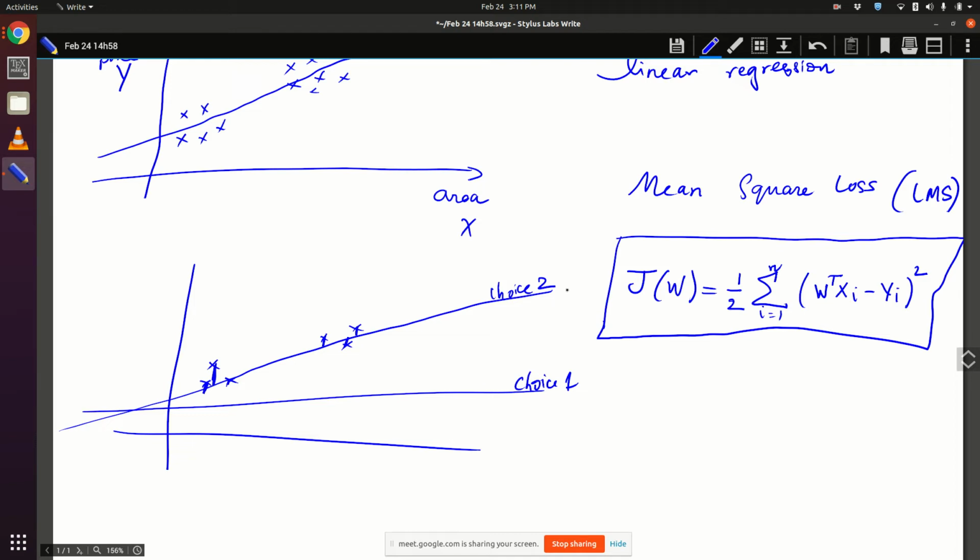Don't we take the mean here somewhere? You can divide by n if you want, but we don't typically take it. It doesn't matter, whatever I multiply with, the W that minimizes it is the same. So it really doesn't matter, but we typically take just 1 over 2.